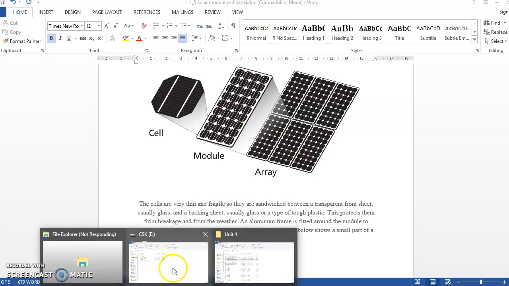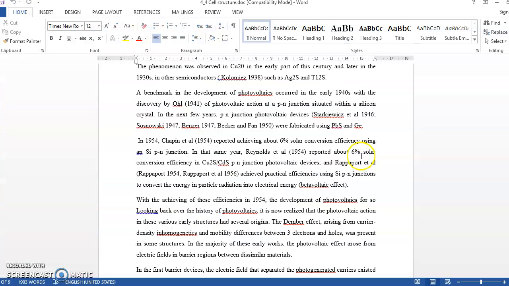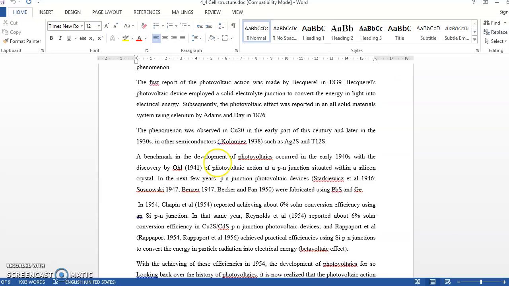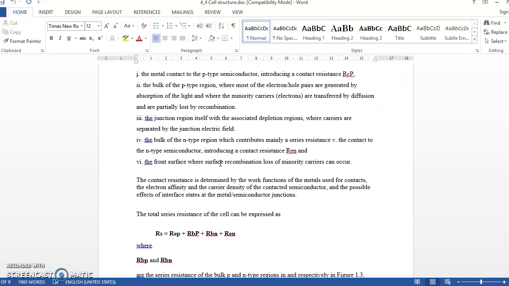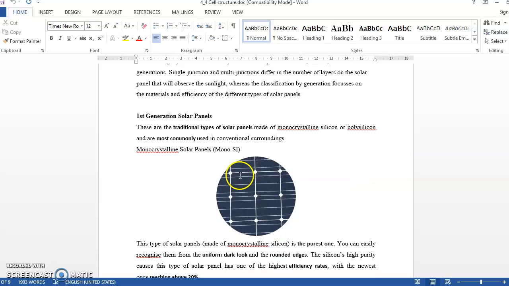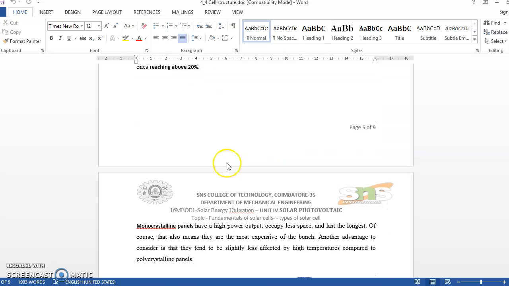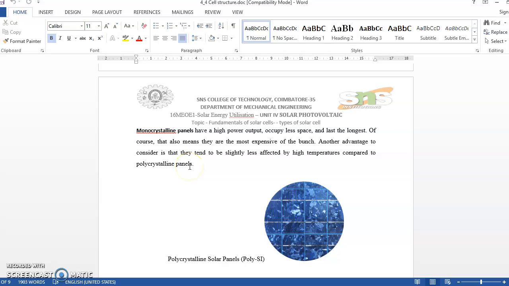Okay, let me see another topic now. Cell construction. This is the history of solar PV cell which I posted in the courseware. Let me see the cell construction. First generation we had seen. What is my first generation? It's the monocrystalline solar panel. I'm recalling it. This is the monocrystalline panel, and this is the polycrystalline panel.